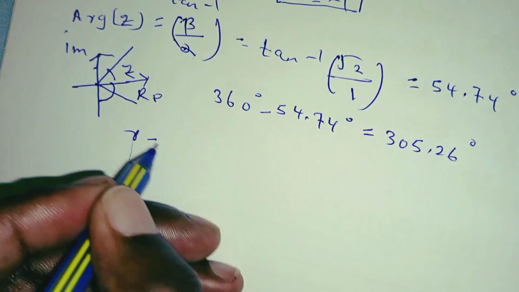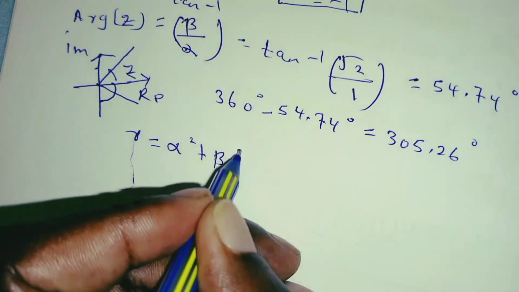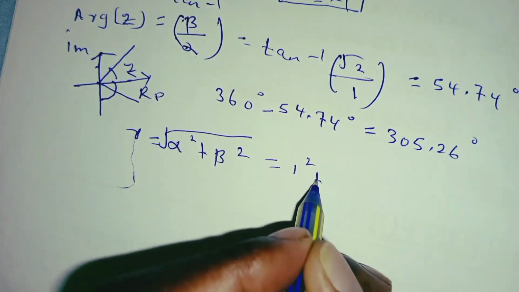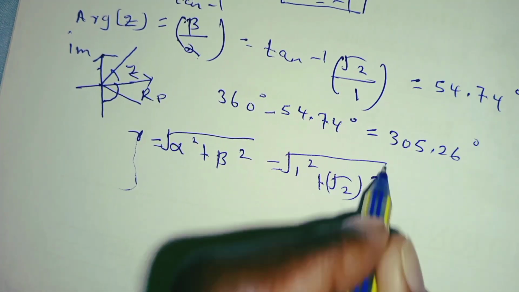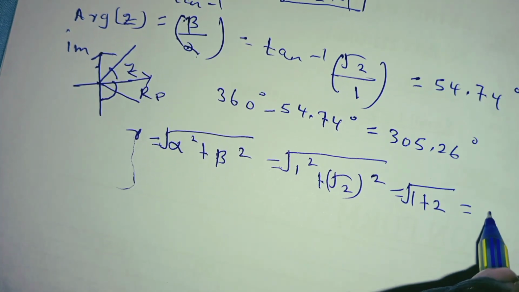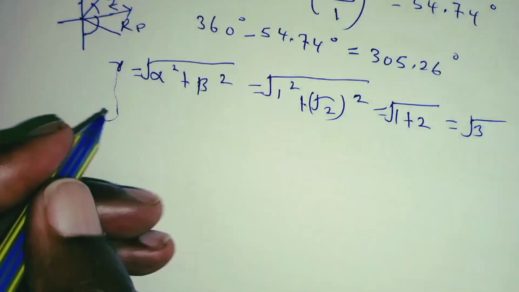Then from there now we get our r. Our r is found by the square root of alpha squared plus beta squared. In our case it is the square root of 1 squared plus root 2 squared. Then you get the square root of 1 plus 2, which is square root of 3. Then from there now we substitute.